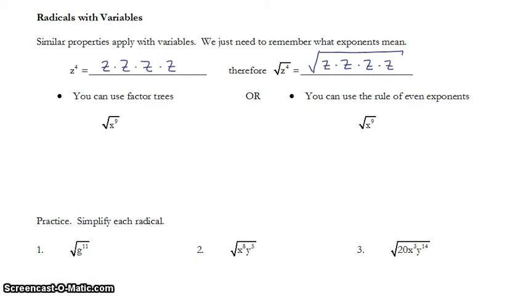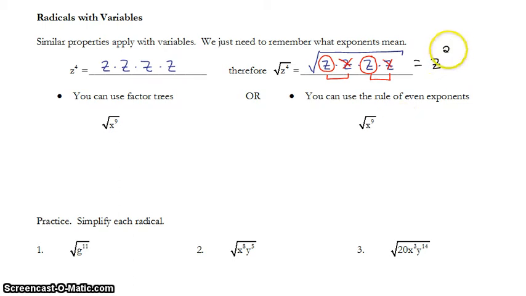I can treat that just like my prime factors in my factor tree. Anytime I have a pair, I can pull one out. I have a pair of z's here. I can pull one of these out, get rid of the other. Pair of z's, I can pull one of these out, get rid of the other. So what am I pulling out? Z times z. What is z times z? Z squared.